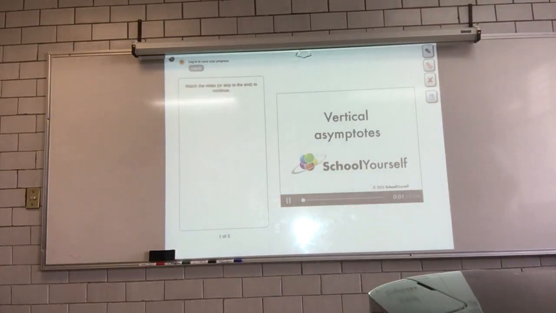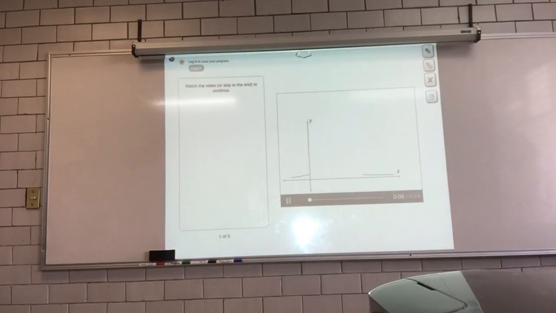In this tutorial, we'll be looking at asymptotes that are vertical. Let's look at this function f of x here. As x gets very close to 2, this function seems to get closer and closer to the line x equals 2, which we've shown in orange. This makes the line x equals 2 an asymptote of f, and because it's a vertical line, we call it a vertical asymptote.